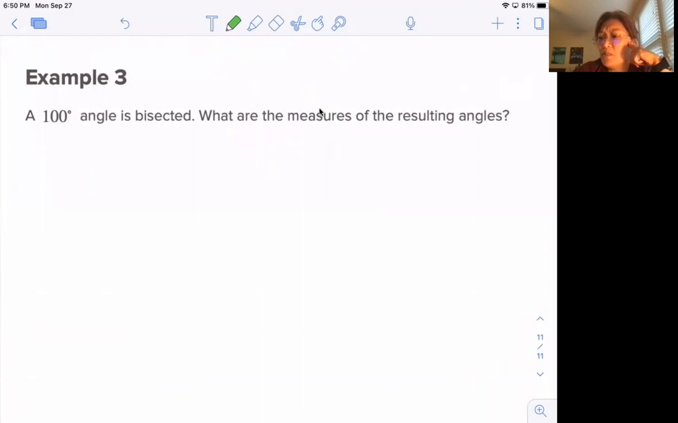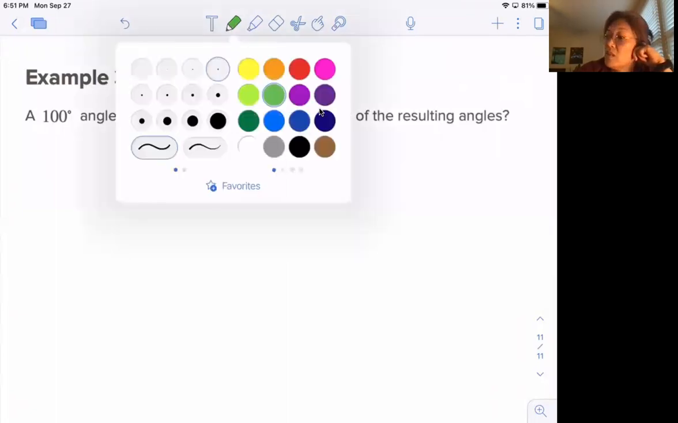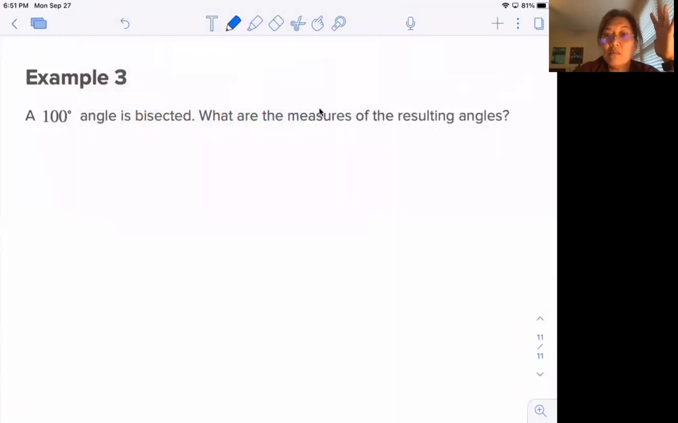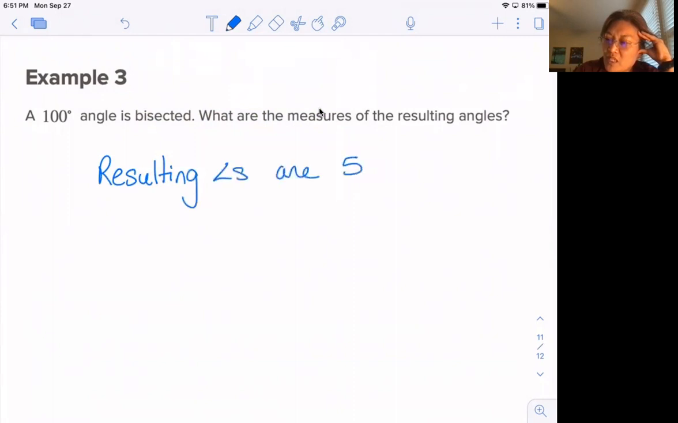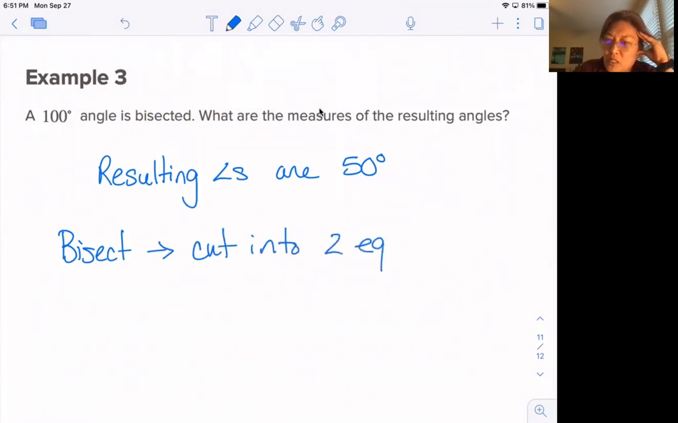A 100-degree angle is bisected. What's the measure of the resulting angles? Any thoughts? Don't call it out. Not everybody at once, please. All right, you're right. The resulting angles are 50 degrees. Bisect means what? Cut into 2 equal pieces.